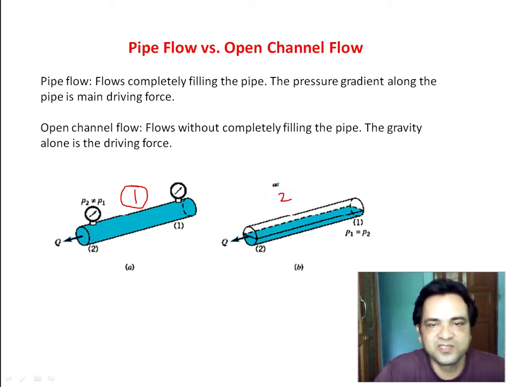And this, number 2, is the open channel flow, the flow without completely filling the pipe. You see there is some gap between the free surface and the top wall of the pipe. That is open channel flow, and gravity is the driving force. Generally there is some slope along the direction of flow, so gravity helps the flow. We mechanical people mostly encounter pipe flow problems, and open channel flow is mostly discussed by civil people.